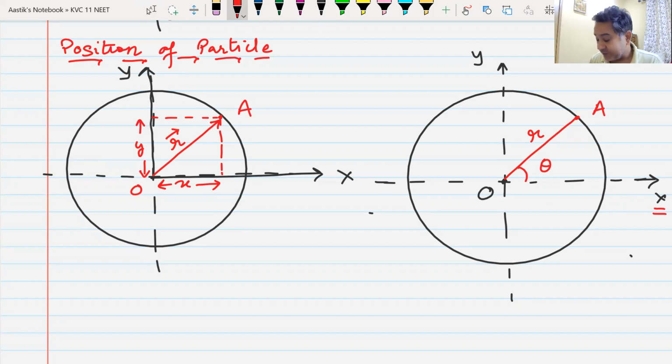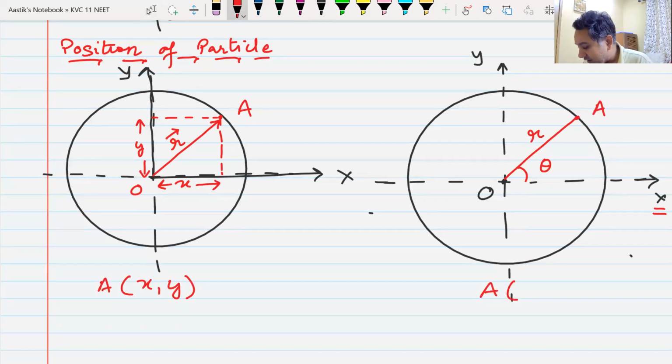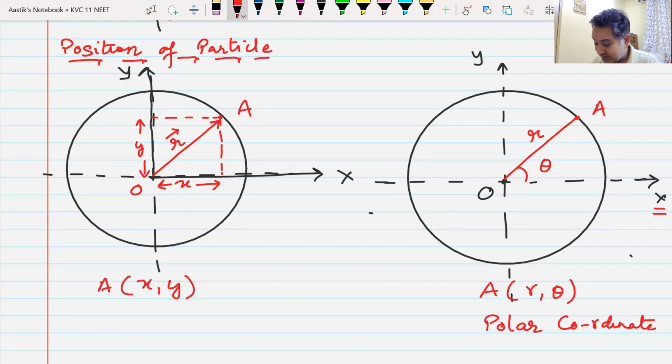Here, if I write the position of point A, I will write it as x comma y. I am telling you the x and the y coordinates. Here, if I tell you the position of particle A, I will tell you in terms of r and theta. Such type of nomenclature is known as the polar coordinates. And this one is known as the rectangular coordinates.